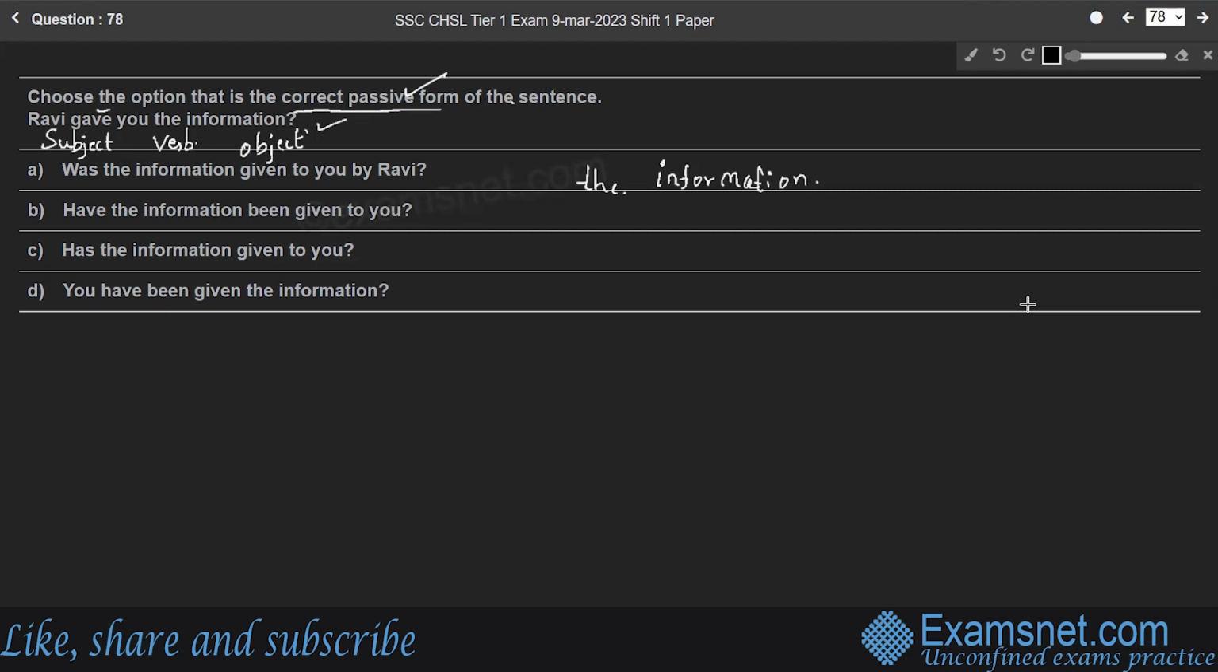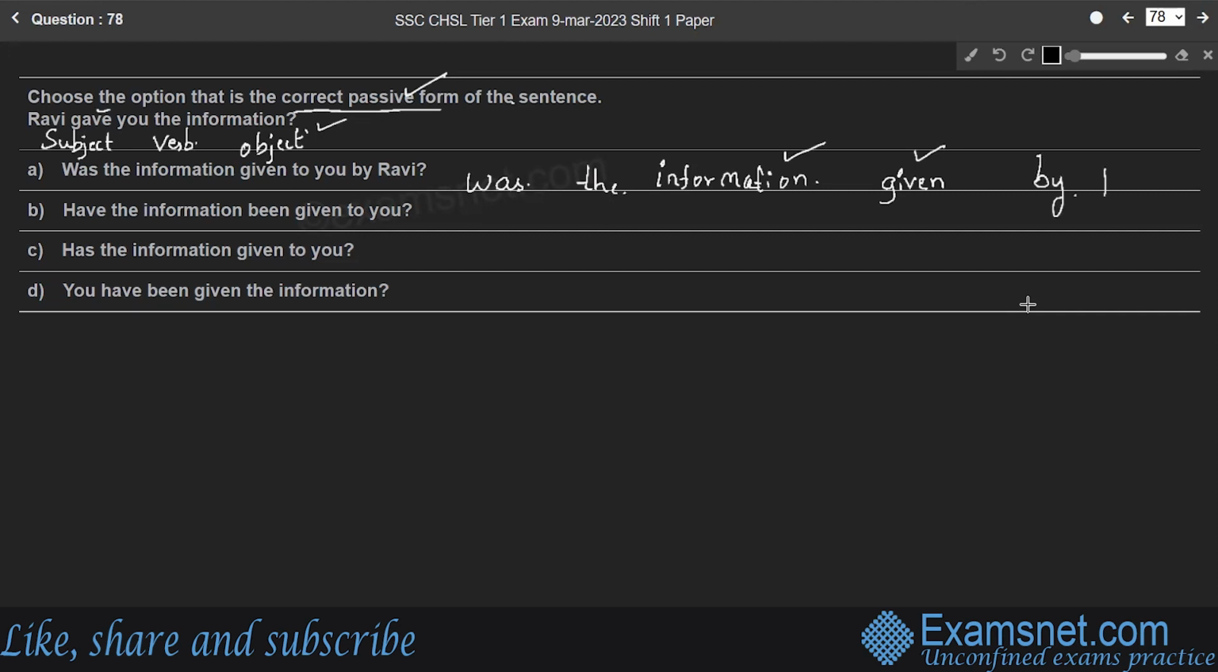Then use the appropriate form of the verb, followed by the past participle of the main verb. Here the main verb is gave, right? The past participle is was given, right? So therefore, given is the past participle and the appropriate verb is was, right? Was given, right? Therefore, was the information given, right? So moving further, include the preposition by followed by the agent. Here the agent is Ravi. He becomes the object here, right? So in the passive form, therefore, was the information given. So include the preposition, which is by.